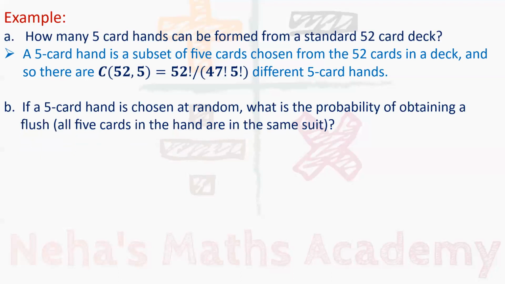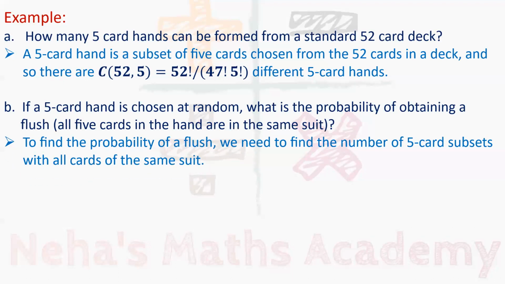Now the second part: if a 5 card hand is chosen at random, what is the probability of obtaining a flush? Flush means what? All 5 cards in the hand are in the same suit. And we know that there are 4 suits and each suit contains 13 cards. And we have to find the probability of obtaining a flush, which means all 5 cards in the hand are in the same suit.